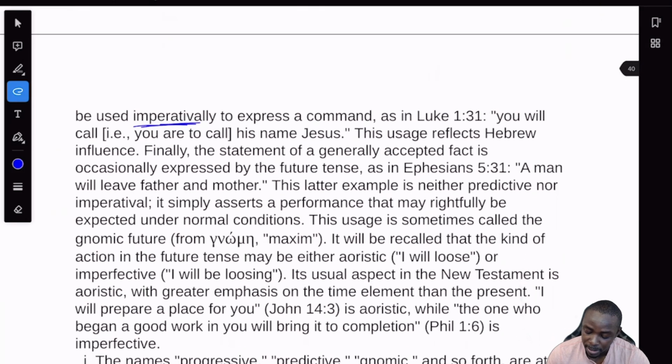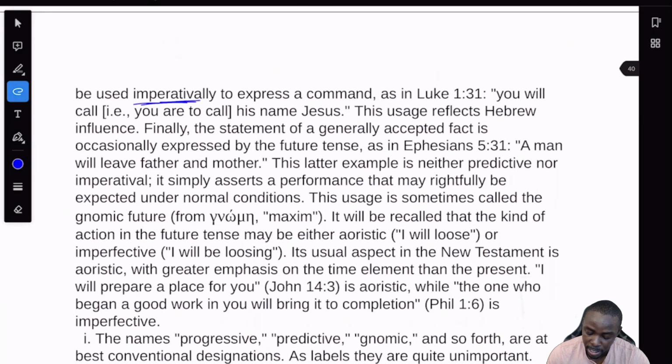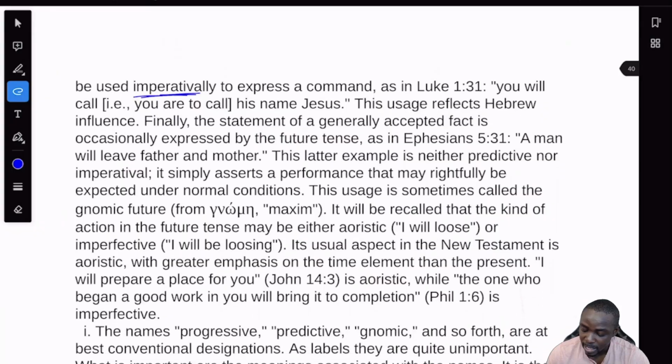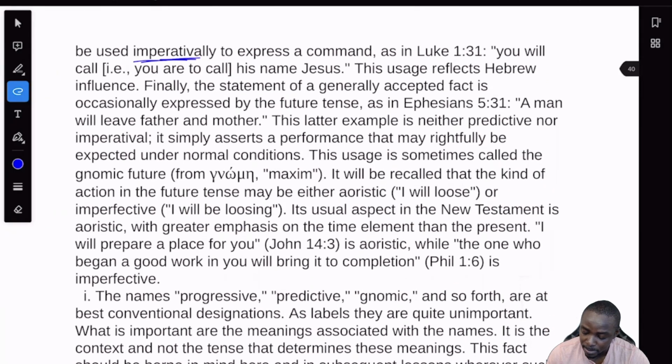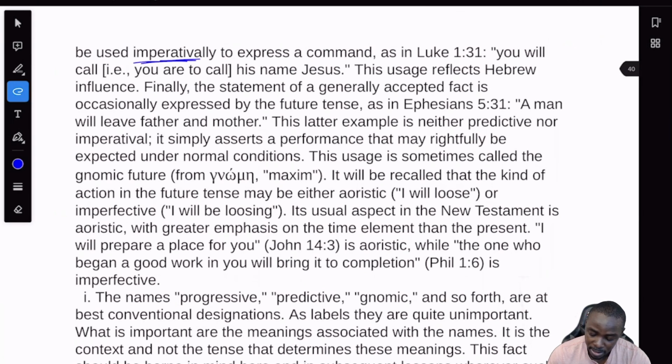This usage reflects Hebrew influence. Finally, the statement of a generally accepted fact is occasionally expressed by the future tense, as in Ephesians 5:31, "a man will leave father and mother." This latter example is neither predictive nor imperatival. It simply asserts a performance that may rightfully be expected under normal conditions. This usage is sometimes called gnomic. Remember, you don't pronounce the G, but gnomic future, from gnome, maxim.